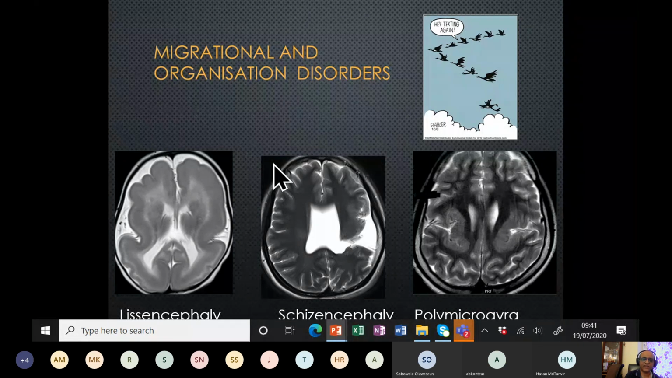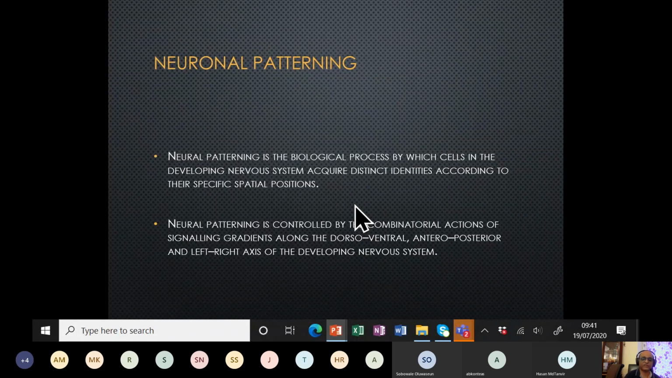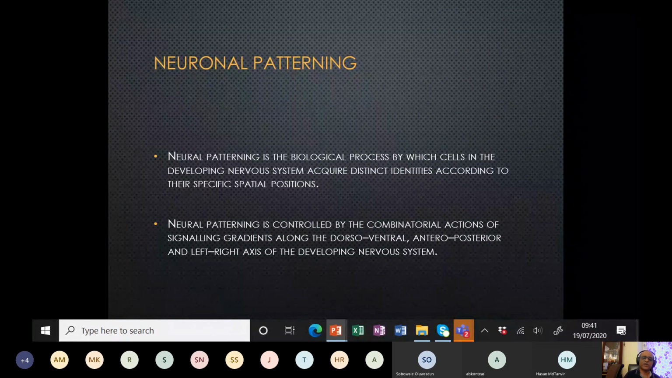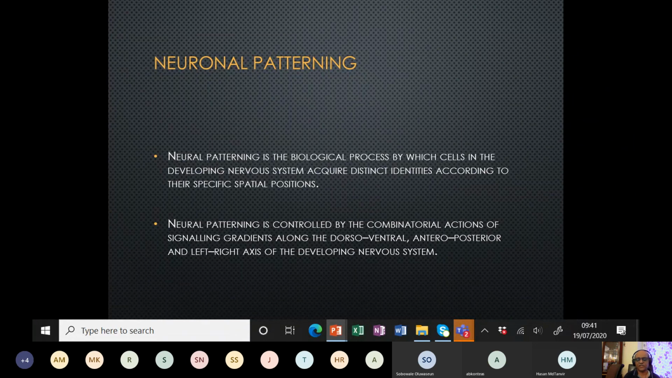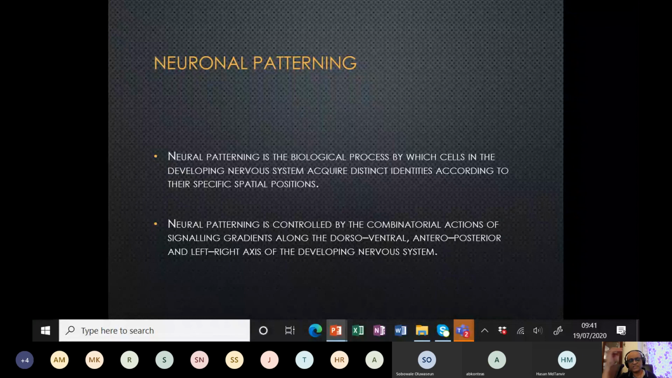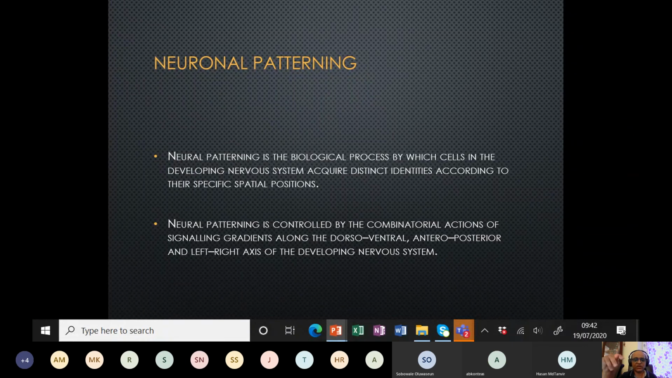So these are all migrational and organizational disorders that have resulted because the neurons which are supposed to migrate from the ventricular margin reaching up to the cortex could not do so for various reasons. What is the concept of neuronal patterning? I have mentioned it a couple of times in our discussion in the last half an hour or so. It's a process by which the cells that are developing acquire a fairly distinct identity for themselves, and that depends upon the position they are in. And I'll explain what I mean by that in the next slide.